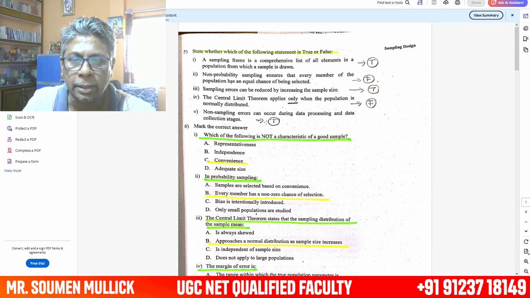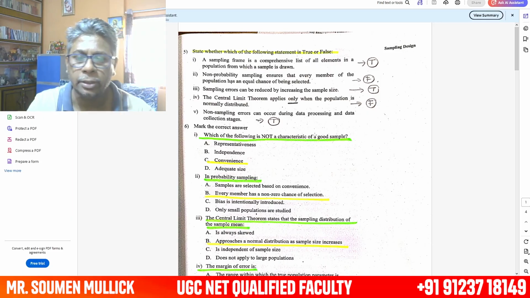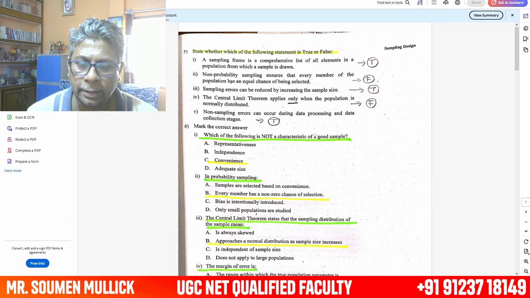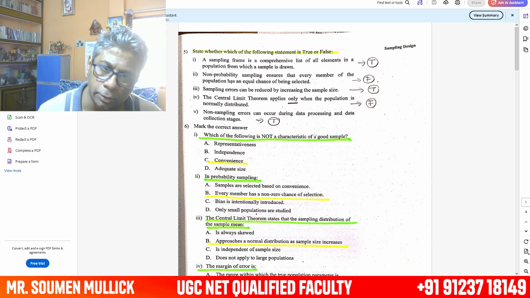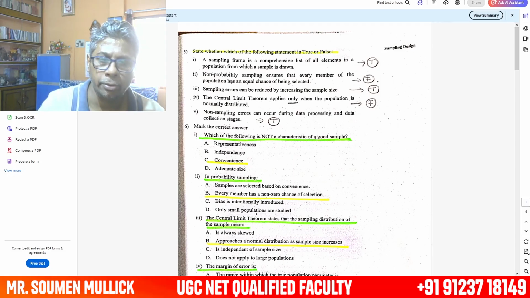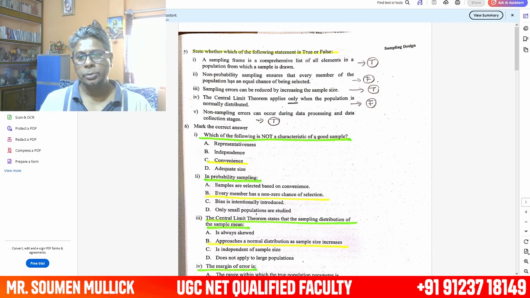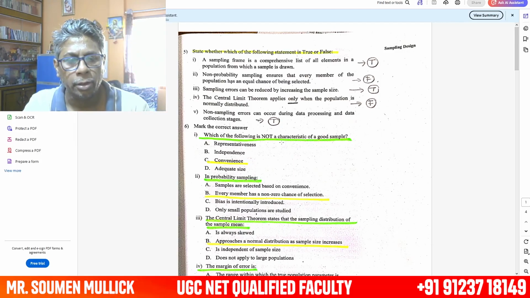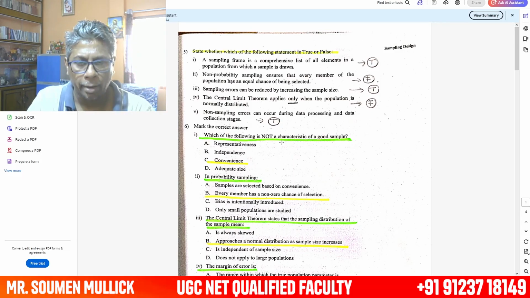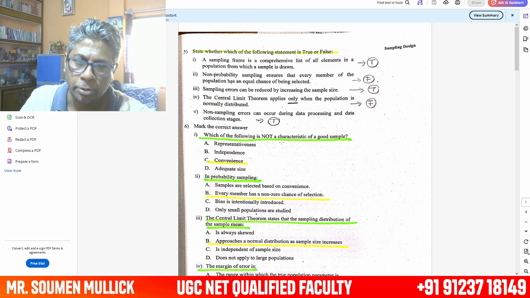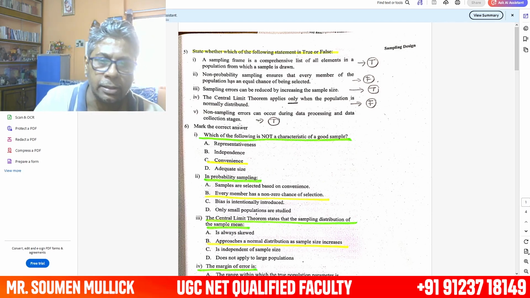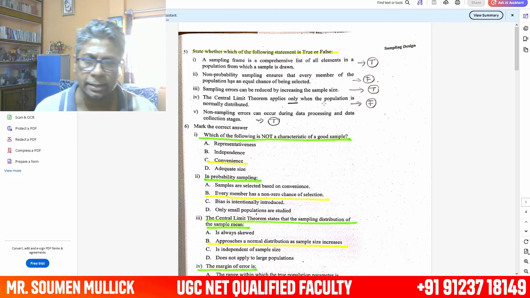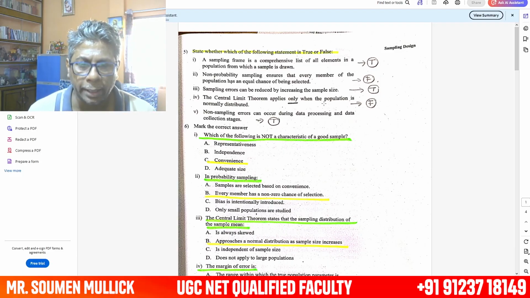Next, non-sampling error can occur during the data processing and data collection stage. It's true. Non-sampling error can occur during the data processing and data collection stage. Non-sampling error is basically based on response bias, investigator bias, and in any case, data collection, data coding. Okay, choose the correct answer.